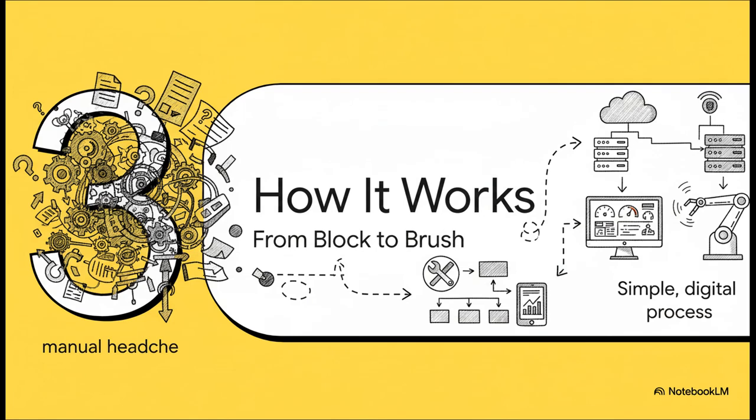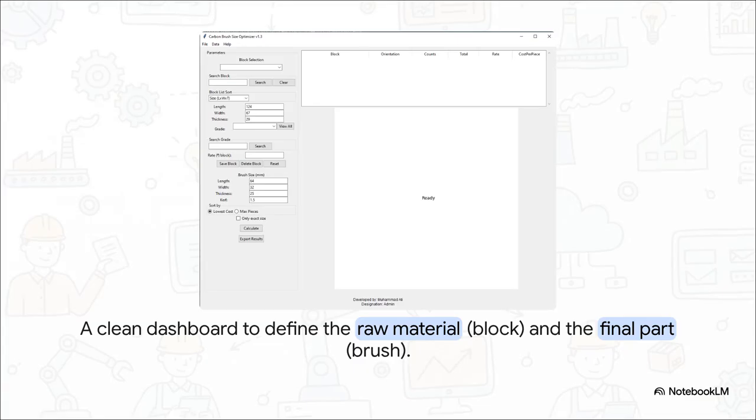All right, so how does this thing actually work? Let's take a peek inside and see how you go from a raw block of carbon to a perfectly optimized brush. So the whole thing starts with this really clean, simple dashboard. You basically just tell it two things. Here's the size of the raw block I'm starting with, and here's the size of the finished brush I need to make. That's it. No complicated menus, just the essentials.